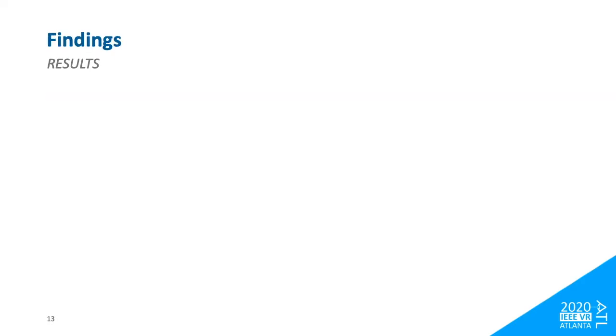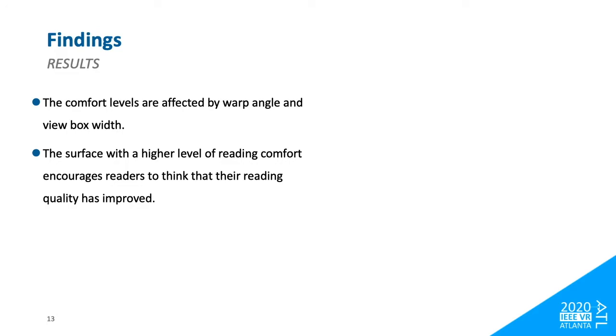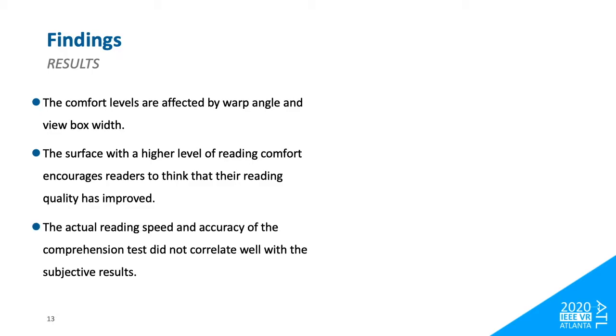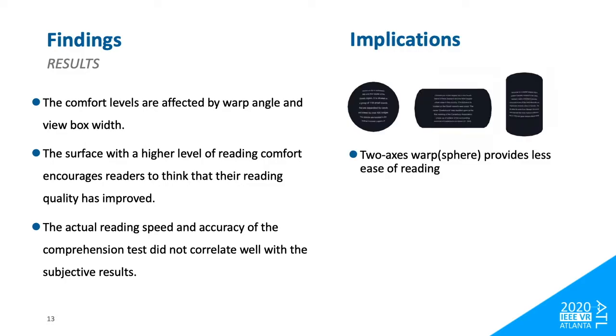So, from the above results of our second study, we could find that the warped angle and the width of the wheel box are the factors that affect people's reading comfort level in virtual environment. And also, the higher reading comfort level would encourage readers to think that their reading quality has been improved. Actually, even the accuracy and reading speed didn't change so much, but they changed their feelings about reading.